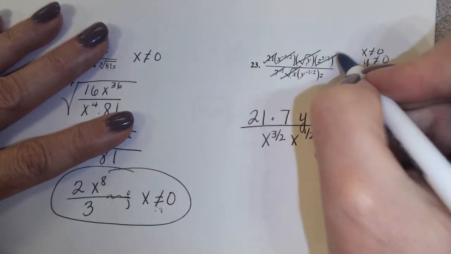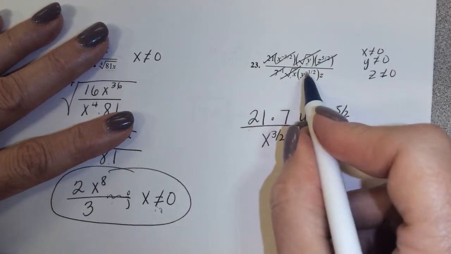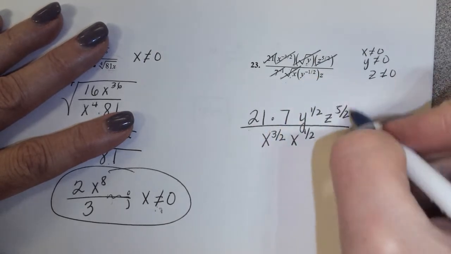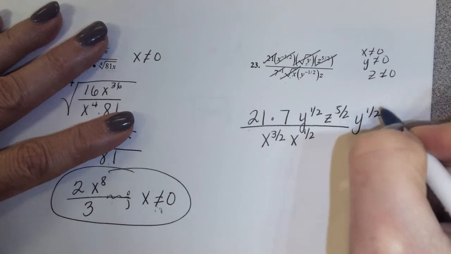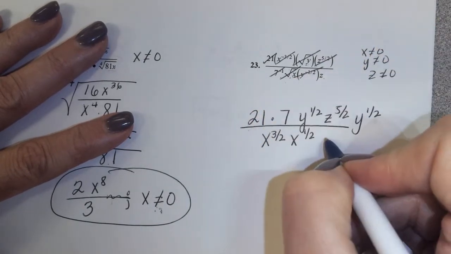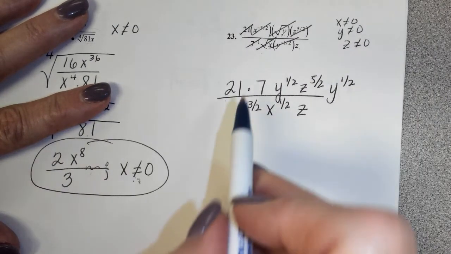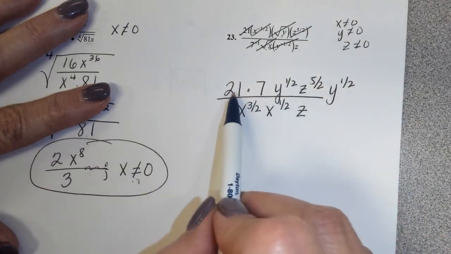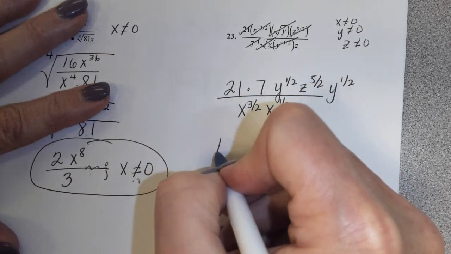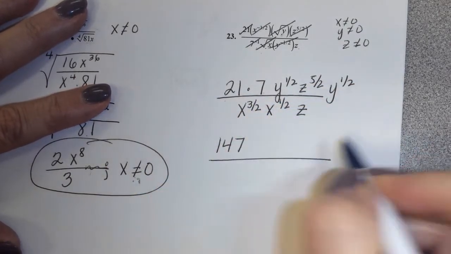Okay, so I took care of the z, got that one. Okay, y to the negative 1 half. I'm going to make it positive, I'm going to take it to the top. And then z, that's just going to stay where it is. Alright, so now let's go. We're going to simplify. So 21 times 7, that's 147.